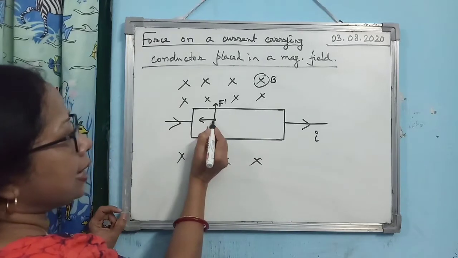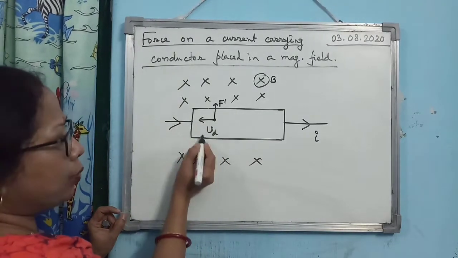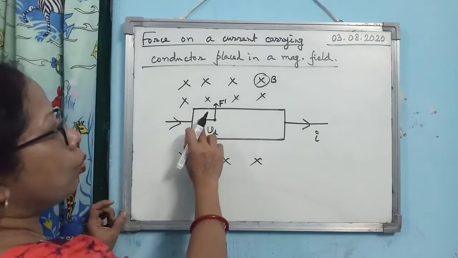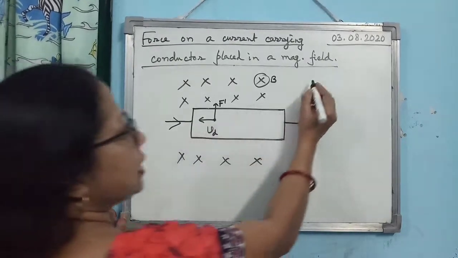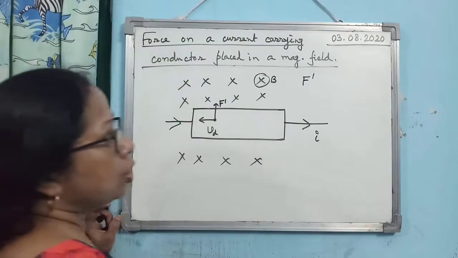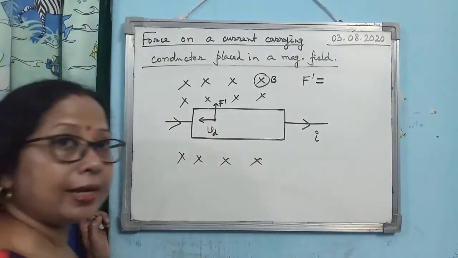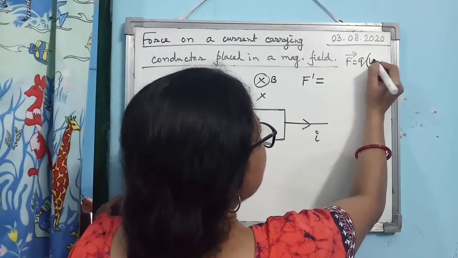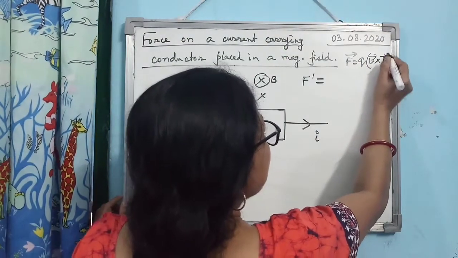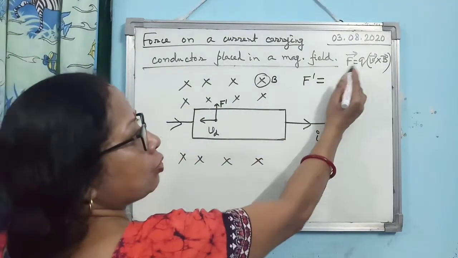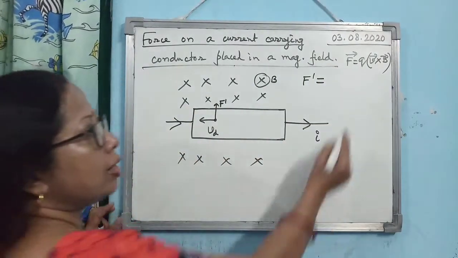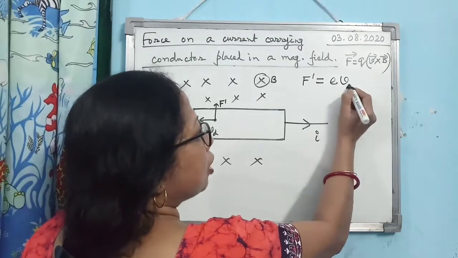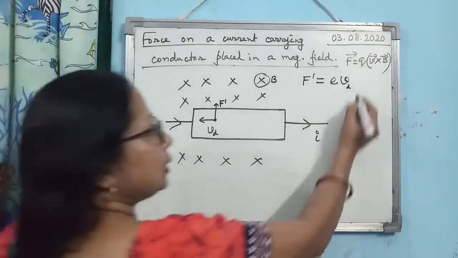So you see the electrons will be drifted with the drift velocity opposite to the direction of current. So what will happen? Each electron is experiencing a force which is given by, I hope you can remember, the Lorentz force. Lorentz force is how much? F is equal to Q into V cross B. So in this case, what will be the force experienced by the electron? It will be charge of electron E, then the velocity of electron, nothing but the drift velocity, then B.